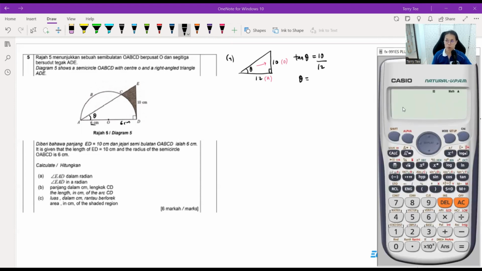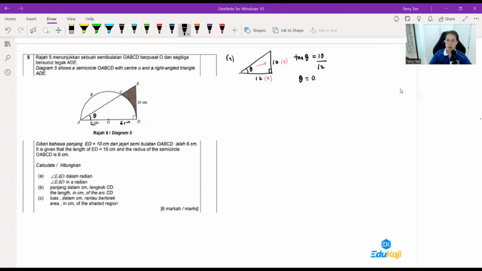Now, I know some students will use degree, then convert to radian. I don't recommend that, because if you use degree and convert to radian, normally we use pi as 3.142, which is not accurate, right? So why don't we just change directly? Shift mode to radian, shift tangent, 10 over 12, and you'll get the answer exactly in radian, 0.6947. And 4 significant figure is enough. Don't have to do more.